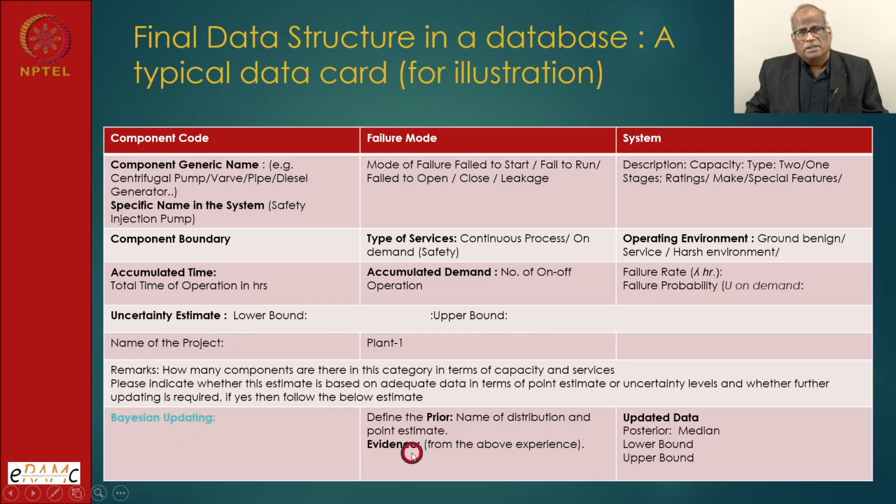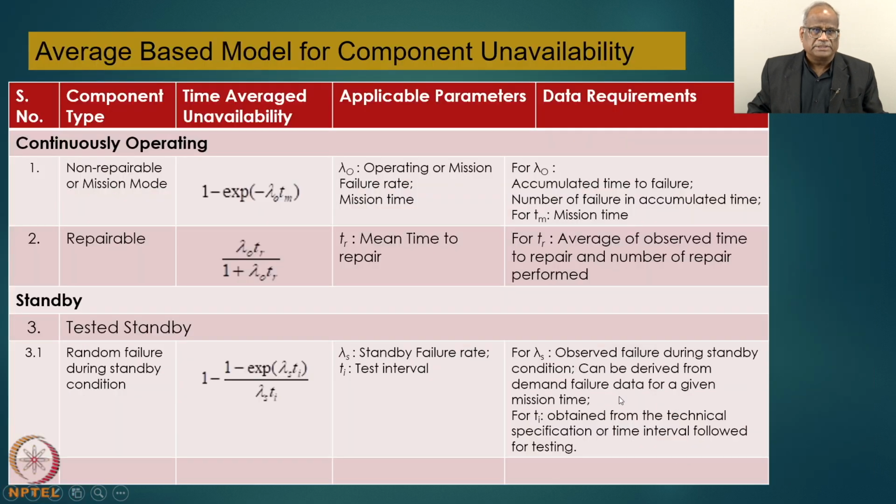adequate, then Bayesian. So as I told you, advanced techniques will have to be adopted when we do not have data. Bayesian updating is one of them. It is for your homework to find out what Bayesian updating is. I have limited data from my plant, and in a generic data source this data is available. So I have to combine these two. So Bayesian updating is used in such places. One is the prior information and the evidence, that means my plant experience. So this I will use and I will estimate the posterior: median, lower bound and upper bound. So this is how.